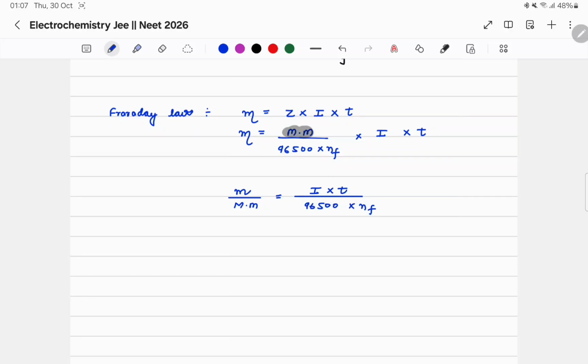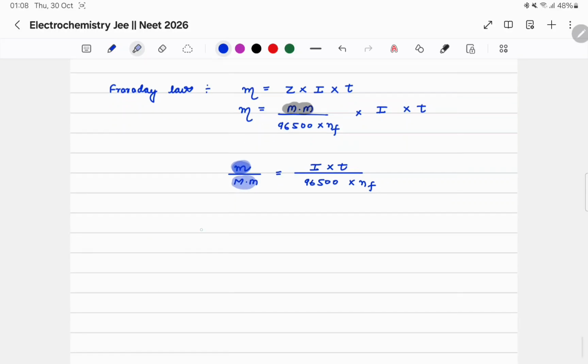96500 into N factor. Now you all tell me, if I am saying given mass divided by molar mass, what is this? Given mass divided by molar mass is nothing but the number of moles. Very good. So you all told number of moles. So I have written number of moles, which will be equal to I into T divided by 96500 into N factor. That was the only requirement. Majority of the question we have done. Now you check it.